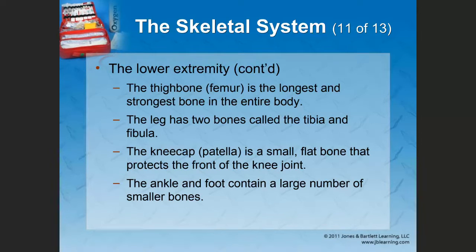The kneecap is referred to as the patella and is a small flat bone that protects the front of the knee joint. And the knee joint needs a lot of protection because there's a lot of sensitive nerves within the knee area and ligaments, important ligaments. The ankle and foot contain a large number of smaller bones.